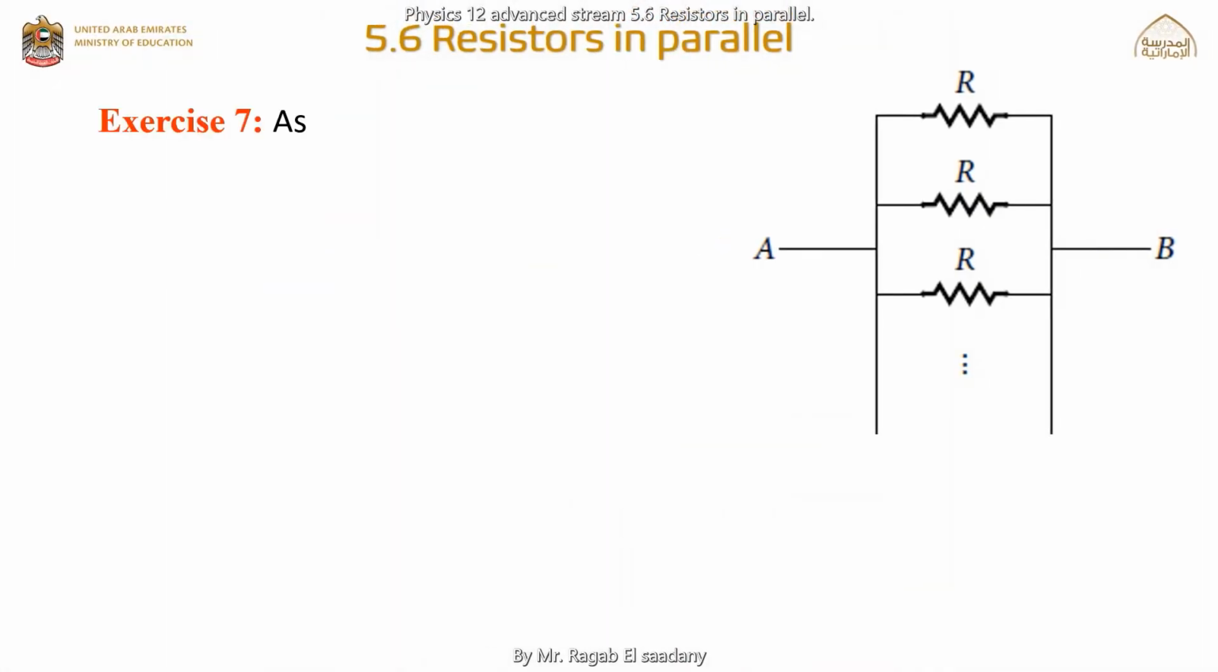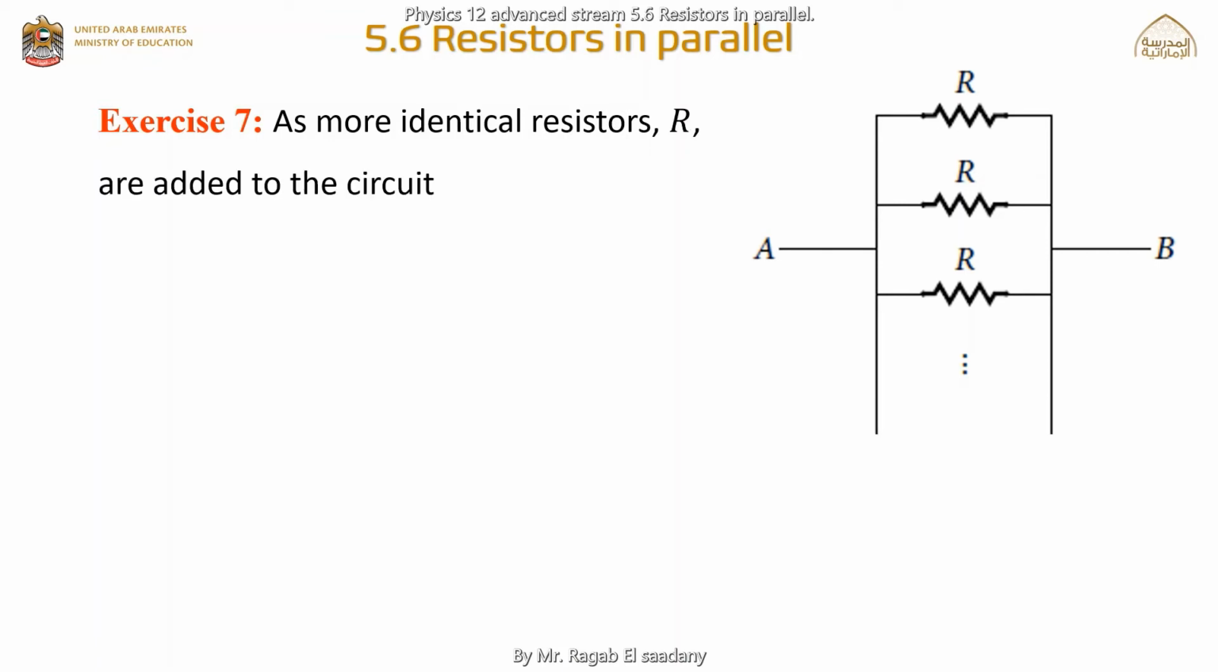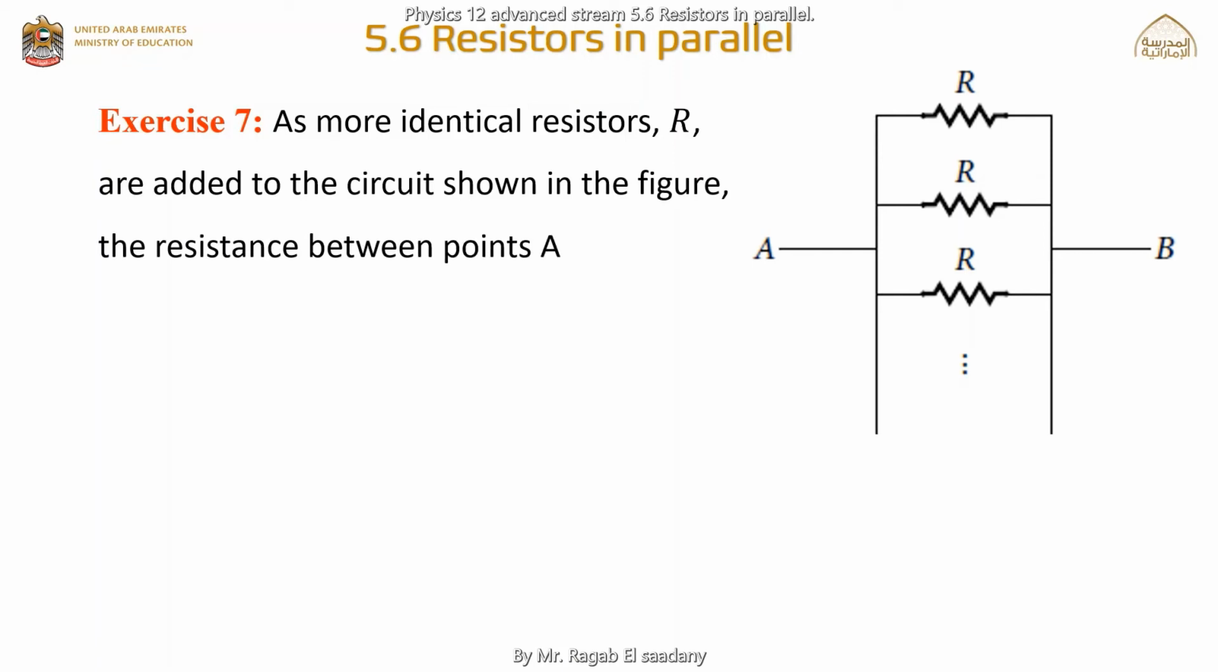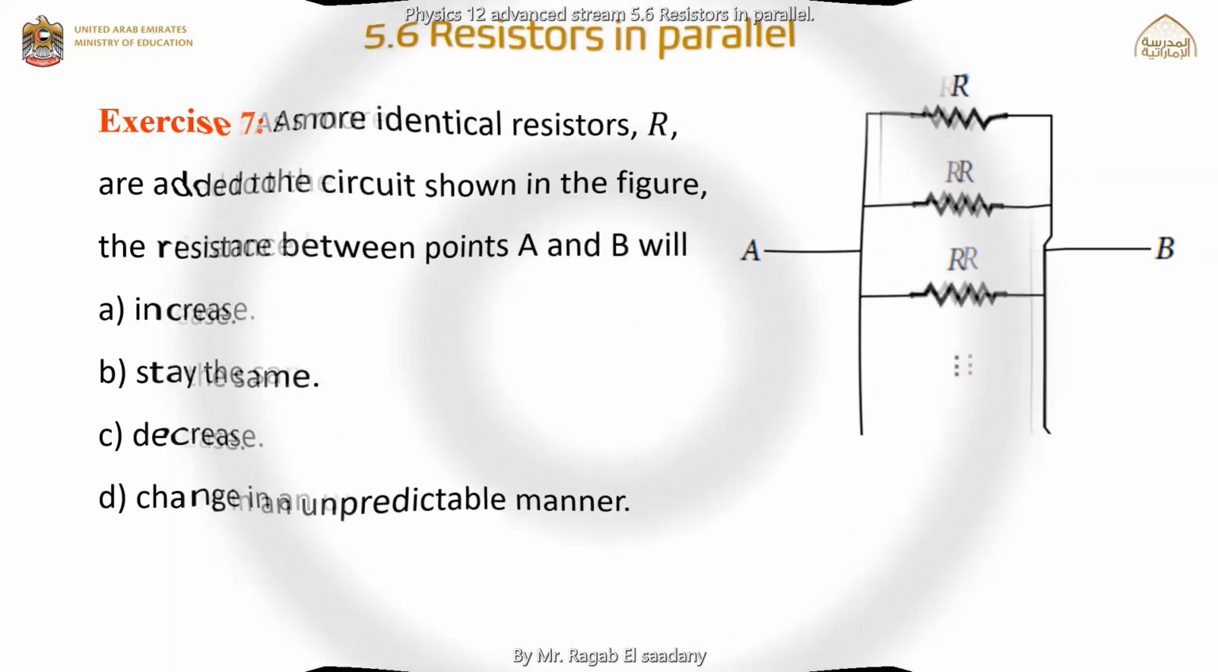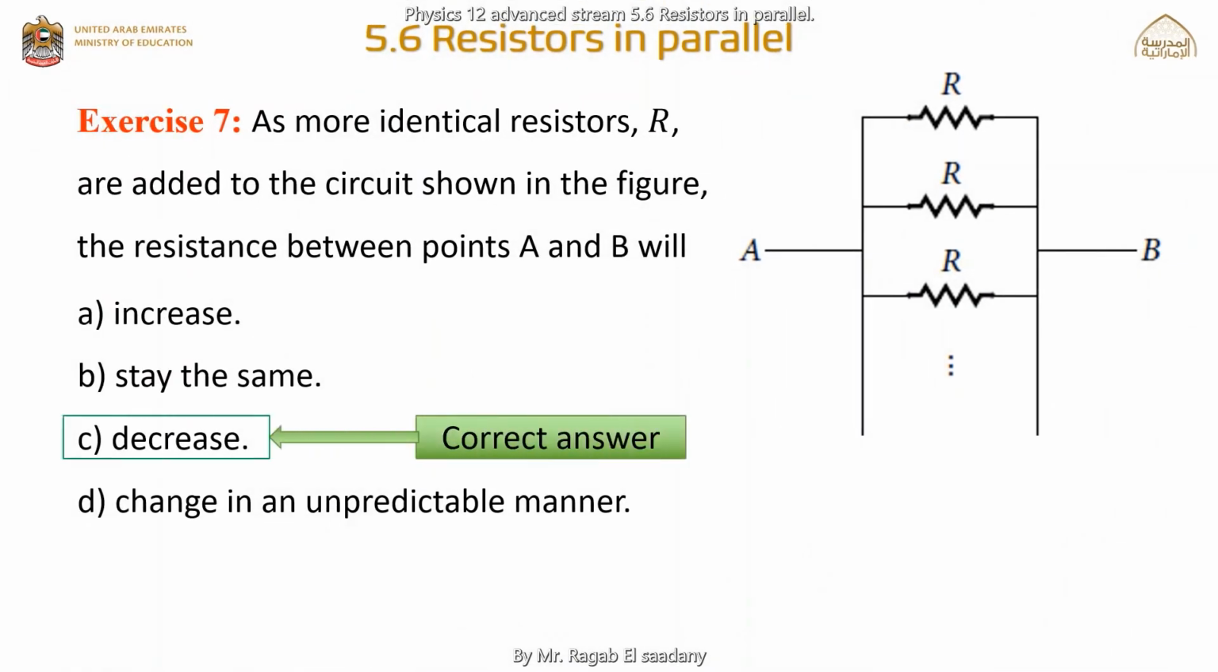Exercise 7. As more identical resistors are added to the circuit shown in the figure, the resistance between points A and B will A. increase, B. stay the same, C. decrease, or D. change in an unpredicted manner. The correct answer is C, decrease.